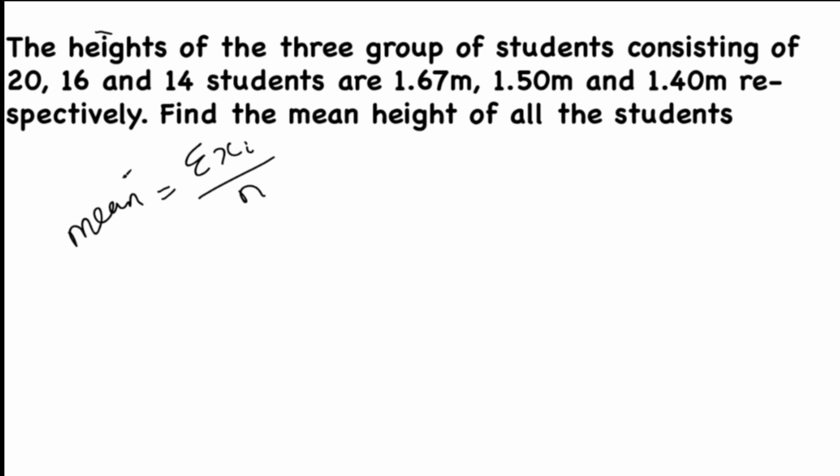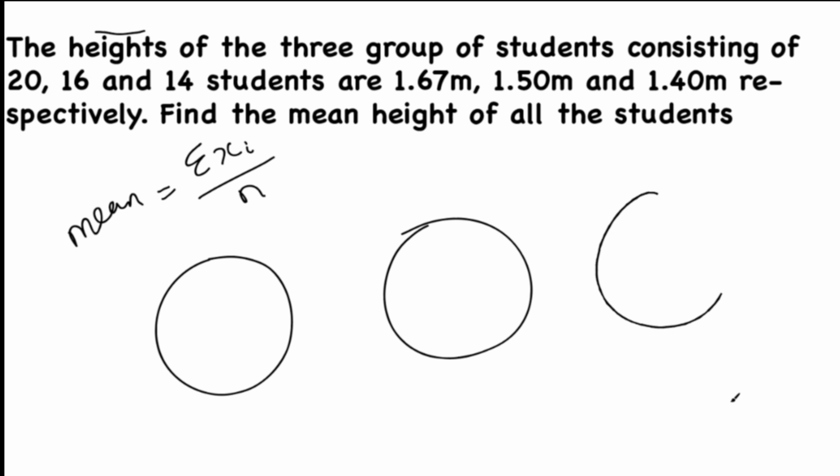Now, the heights of the three groups. They are the first group, second group, third group. The number of students here were 20. The number of students here were 16. The number of students in this group was 14. Let's call this one group A, group B, and group C.